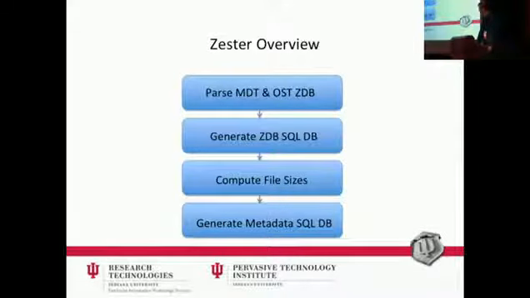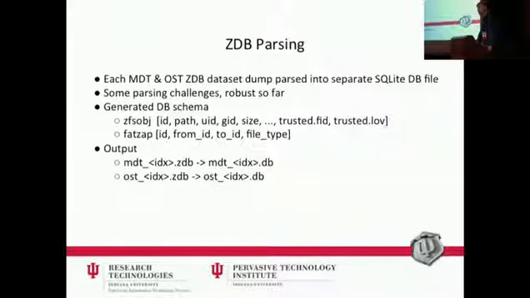So, as I was saying, each MDT and OST ZDB dataset we dump into a separate file. Also, we've run into some parsing challenges, but like I said before, it's been surprisingly robust. Just to show, one of the things we've tried to do is put information in here going forward. When you look at the code, this is the schema that we're using to represent the ZDB information, so the ZFS objects I was talking about and FATSAP.